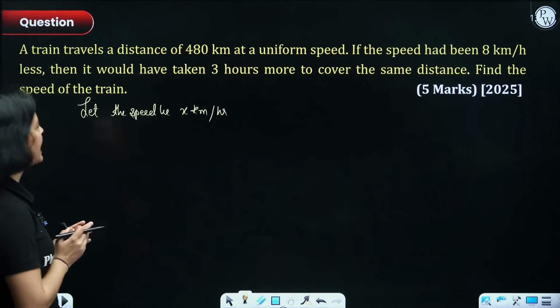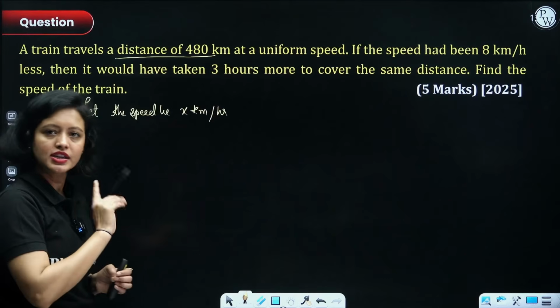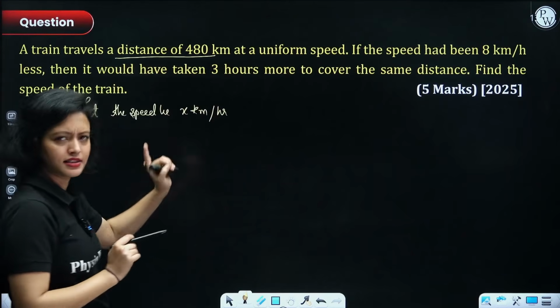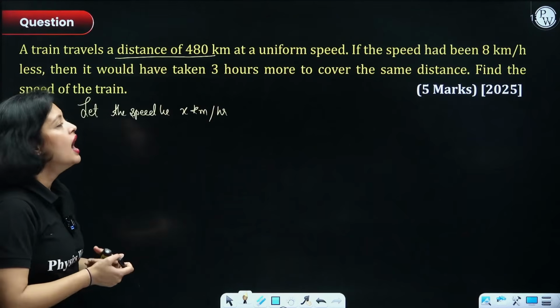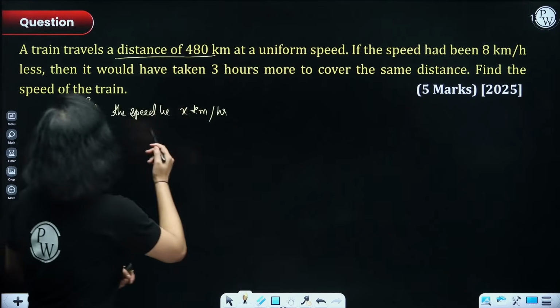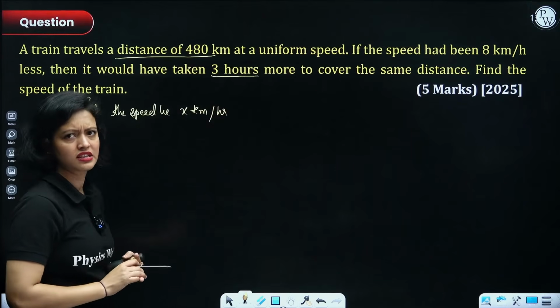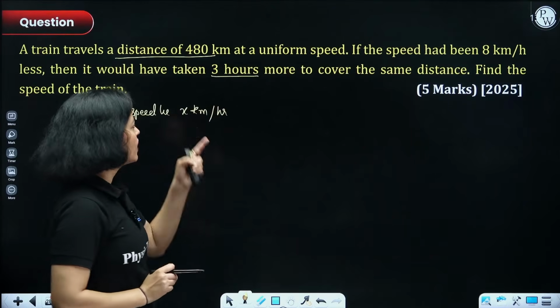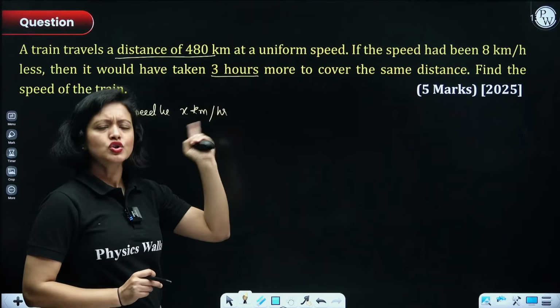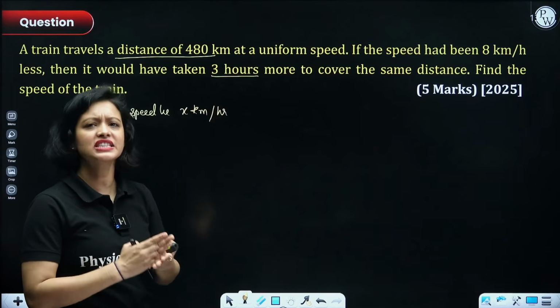अब they have given the distance. Speed we know. Original distance is this. Original speed is this. This is the original speed. ठीक है. Now they are saying that if the speed had been 8 km per hour less, then it would have taken 3 hours more to cover the same distance. Okay, they are talking about time here, right? So let's figure out the original time first of all.